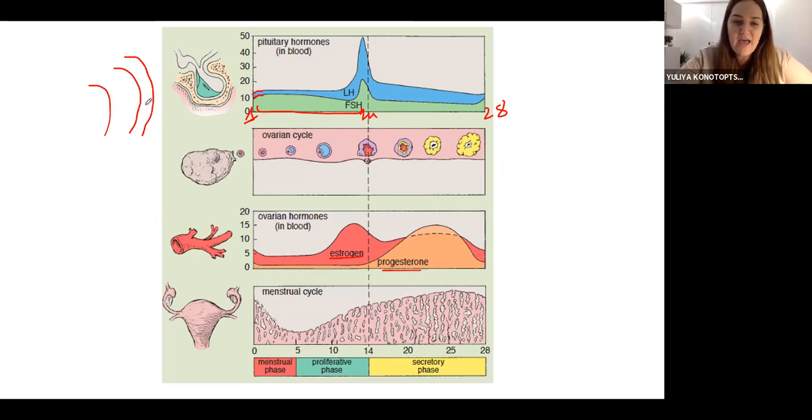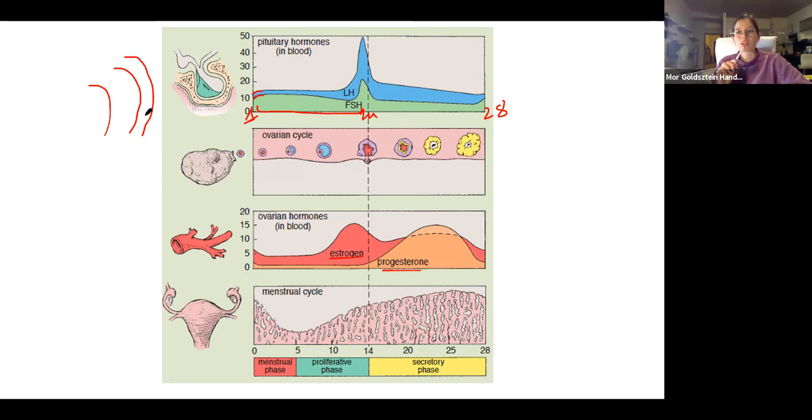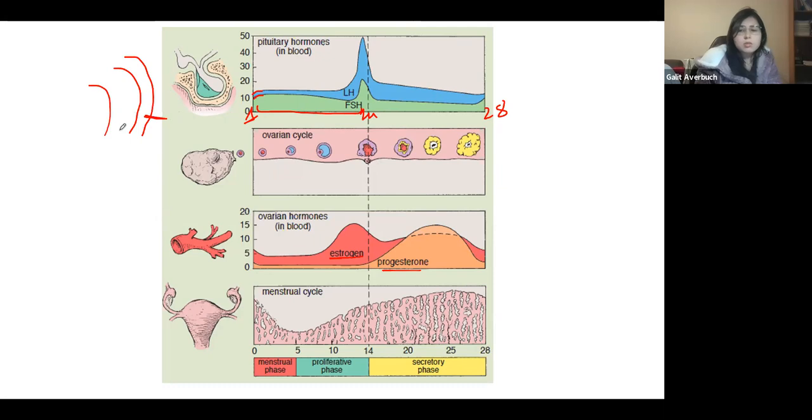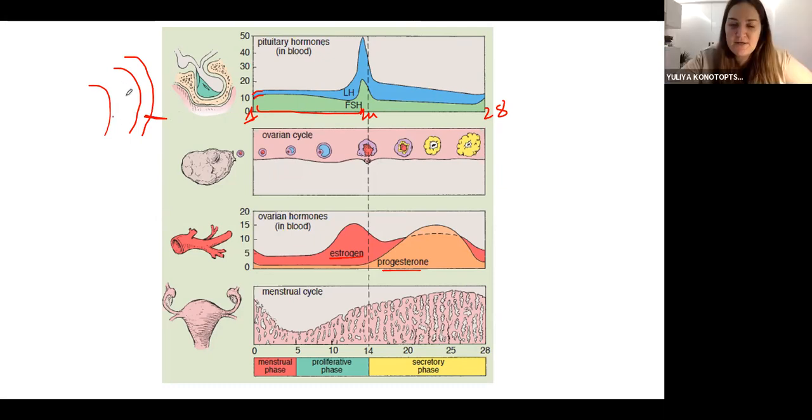Theca interna cells have receptors for what? For LH. So theca interna cells will have LH receptors. LH will be binding to theca interna cells. Theca interna cells will make weak estrogen, a precursor of the estrogen. And who will take up this precursor of the estrogen? The granulosa cells. And granulosa cells will convert this precursor to the normal estrogen.